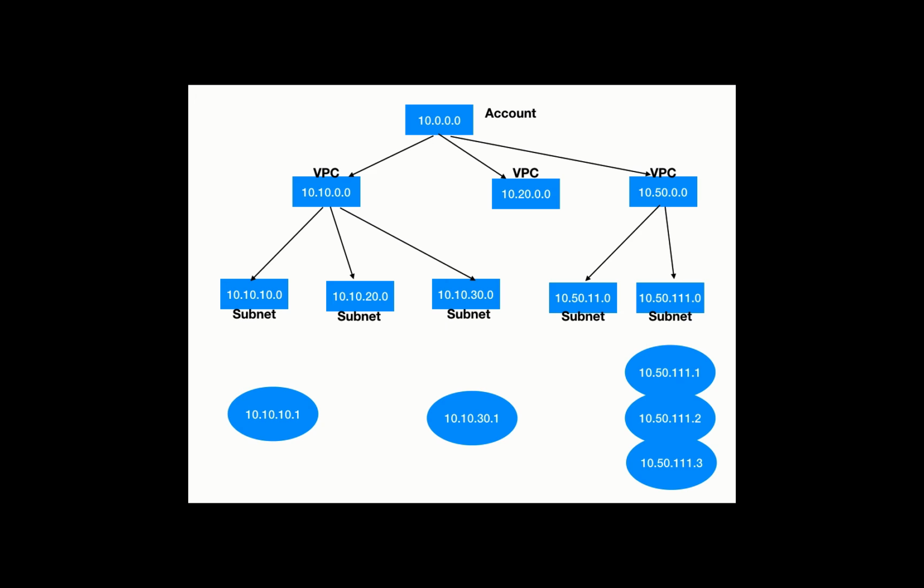Now for the last subnet, 10.50.111.0, I am taking three machines with codes 1, 2, and 3. And this is to illustrate the concept of security groups. So the first two machines, if I was to basically allow the connection between those two, all I need to do is create a security group that has both of these IP addresses. And that establishes the communication between 10.10.10.1 and 10.10.30.1.